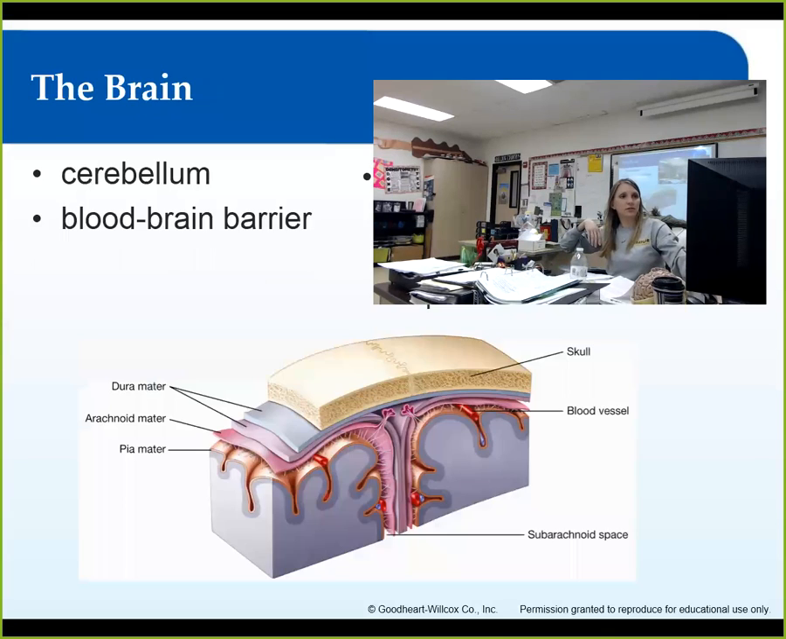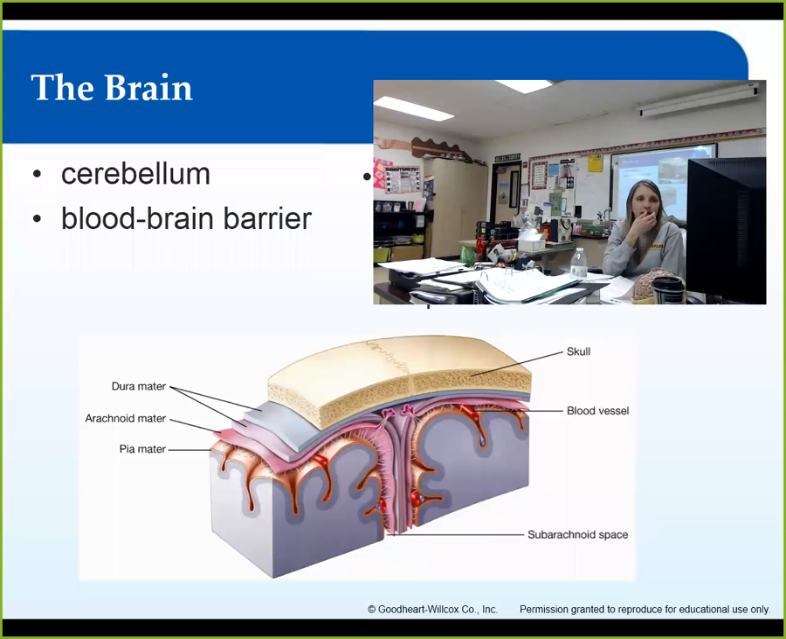So we'll get to, oh wait, cerebellum, there it is. Yes, you can write this on here, but I wrote mine at the top because I ran out of space.